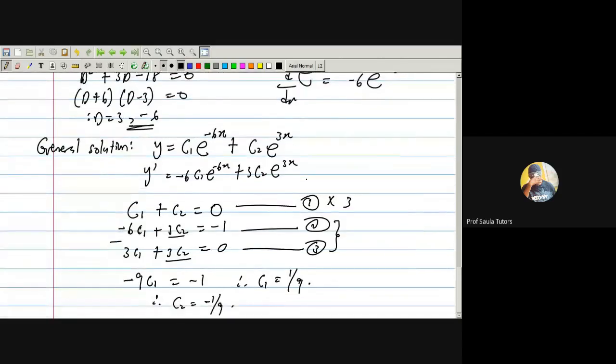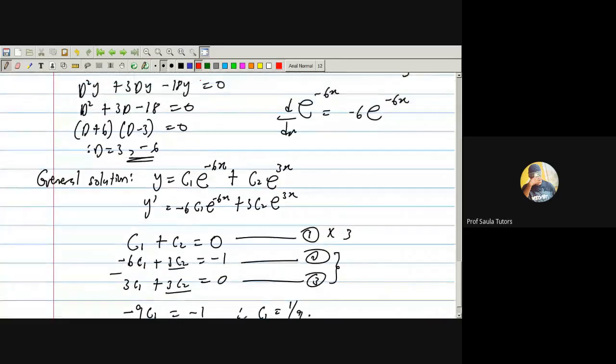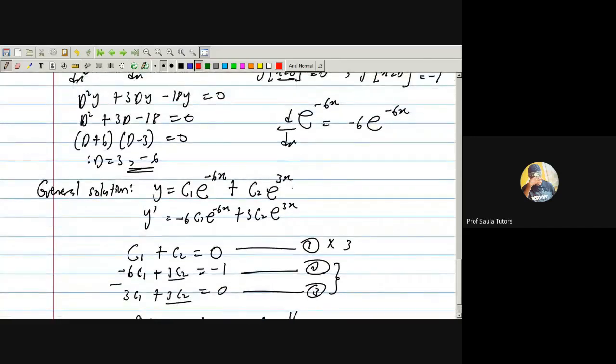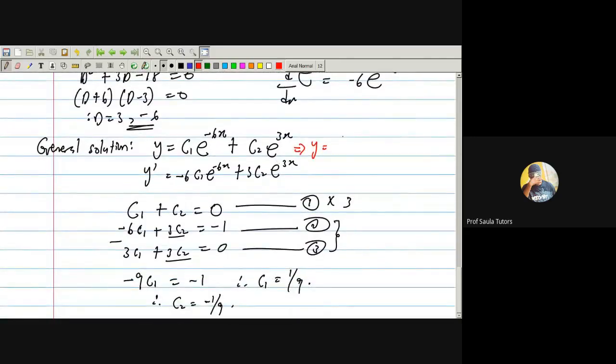Now you see, it's easy to get now. If I substitute all my boundary conditions here, remember that this is my general solution. Now I've gotten c1 and c2. So what's my c1? 1 over 9. What's my c2? Minus 1 over 9. So you can see the general solution and the particular solution.